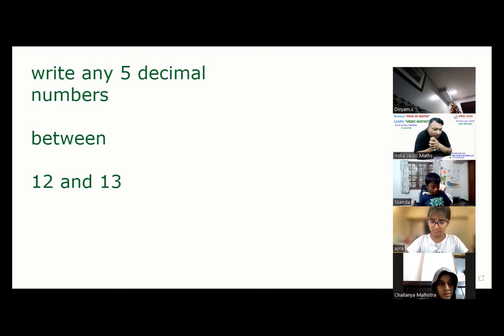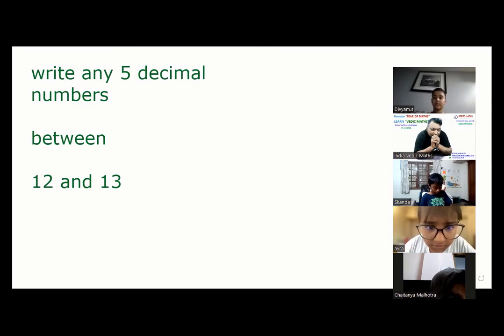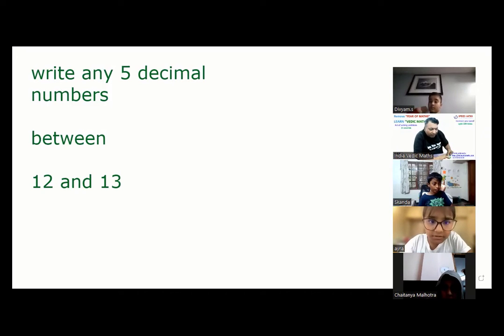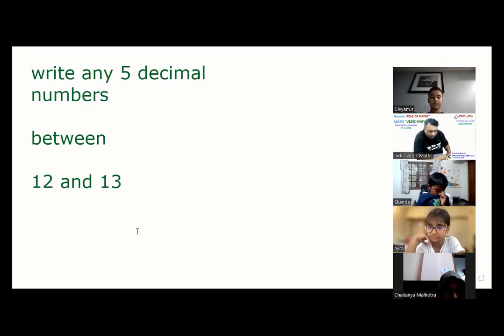Good, Ira. Good, Skanda. Chaitanya, your answers, please. 12.435. Good, Skanda. Good, Ira. So understood, everybody? Divya, where are your answers? Nice, Panash. So understood what is a decimal number between numbers, right? Perfect. Divya, are you writing? Skanda, good. I'll just wait for a few more seconds and then I'll ask you another question. Write any 5 decimal numbers between 12 and 13.